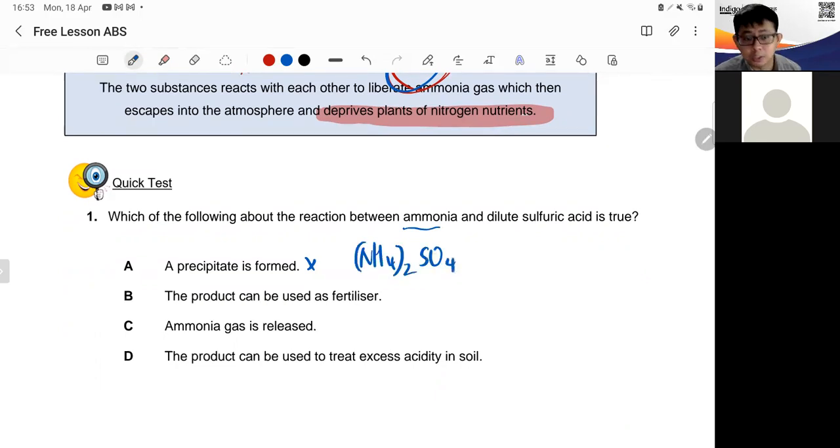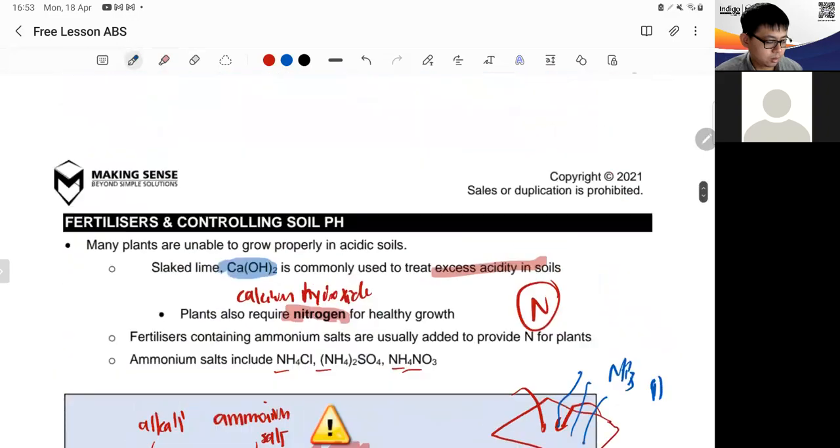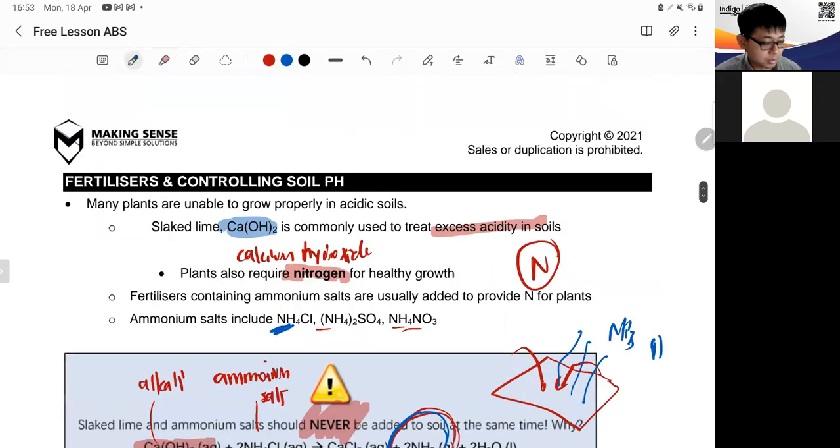All ammonium compounds are soluble in water. All ammonium compounds are soluble in water. If that is true, it's no PVT. Can it be used as a fertilizer? Yes, it can. Because we just said that ammonium salts are pretty good fertilizers.